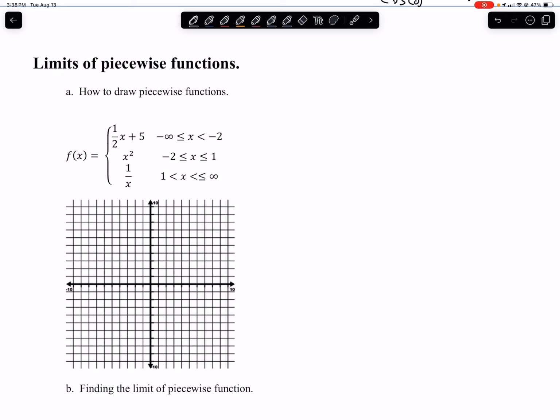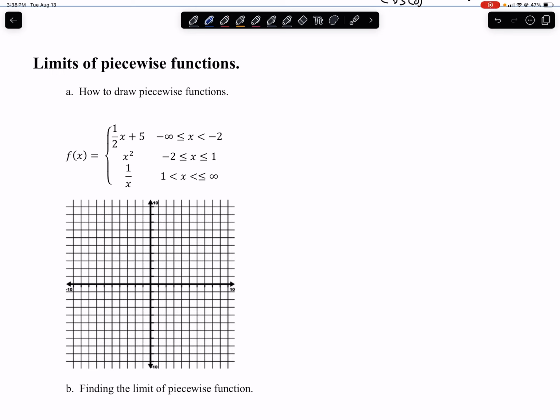Piecewise functions are very, very, very important. You have to know how to do piecewise functions. You're going to have FRQs with piecewise functions. You're going to have multiple choice questions. If you don't understand piecewise functions, you will be sad. So this is a good chance of learning them.